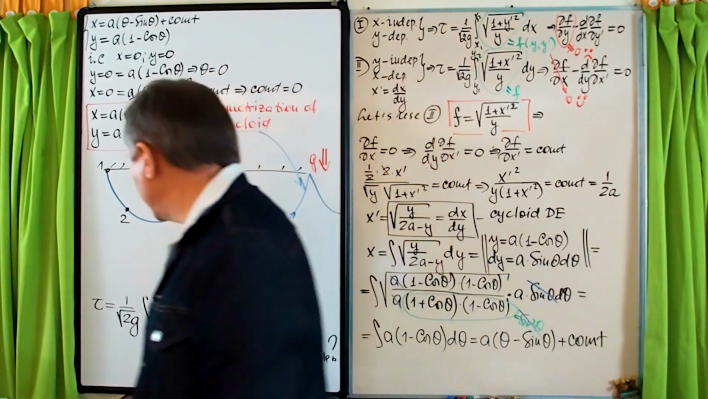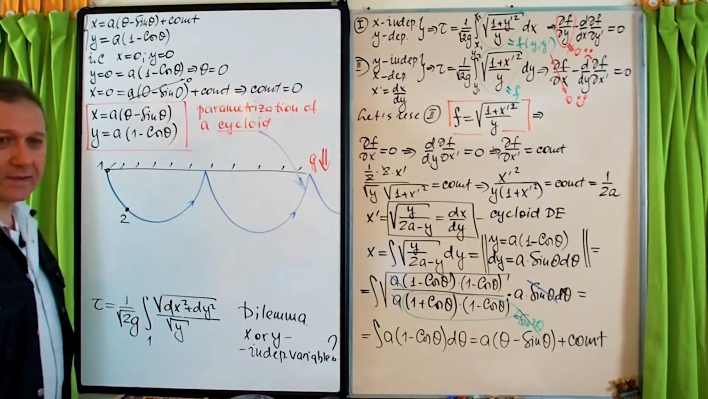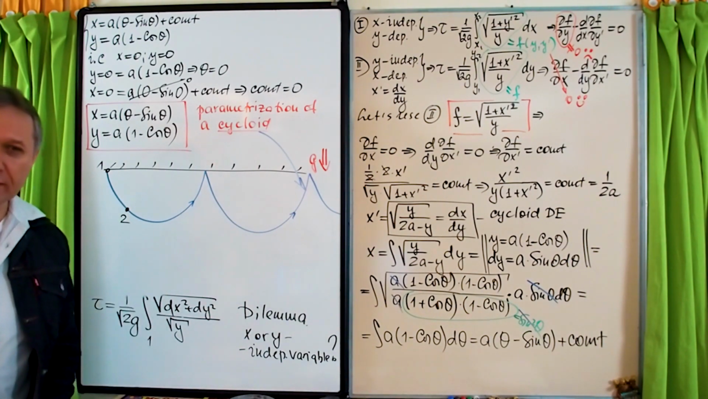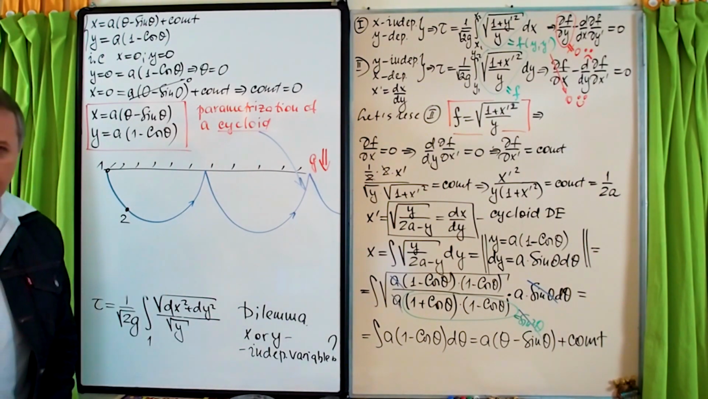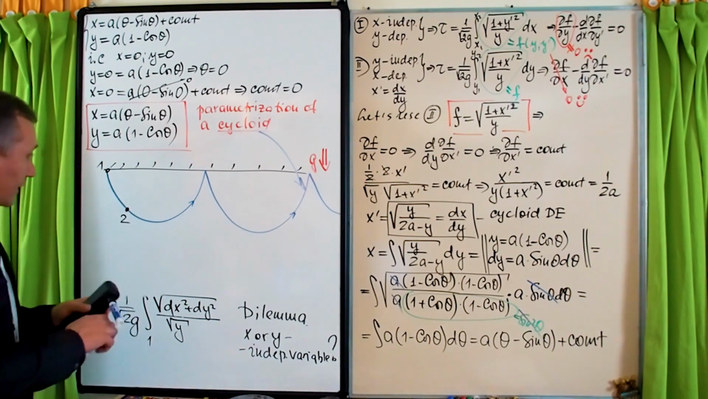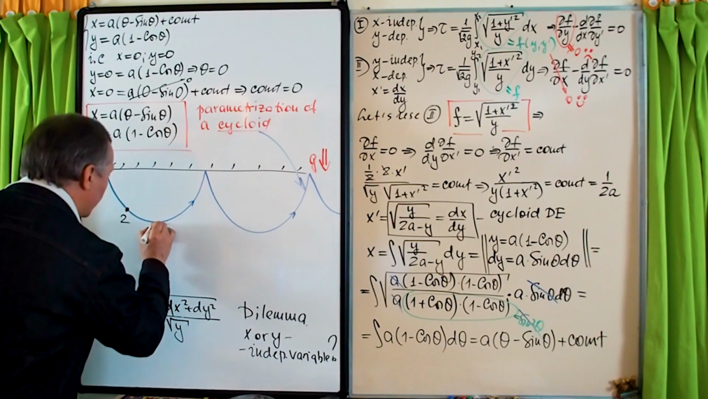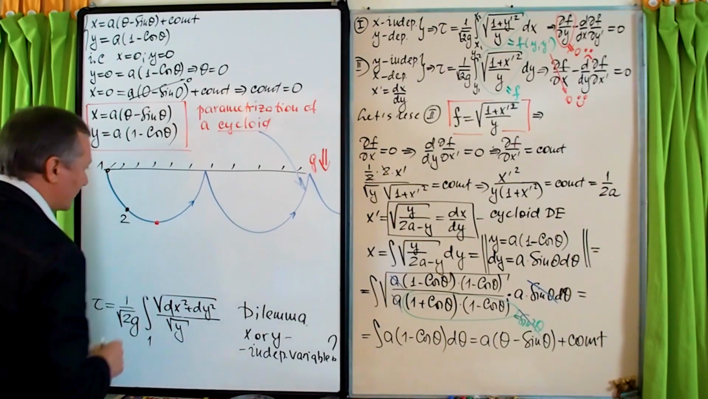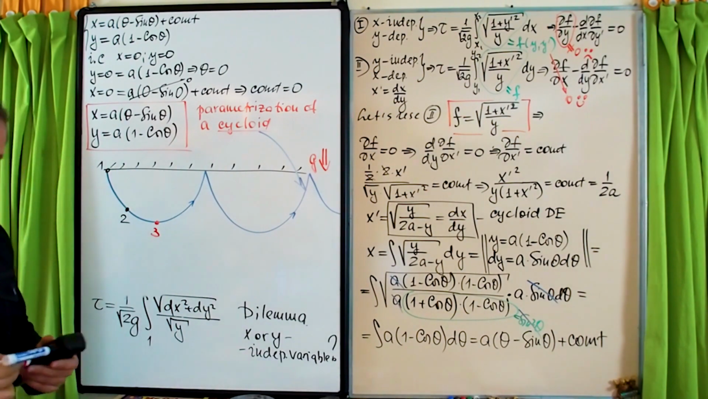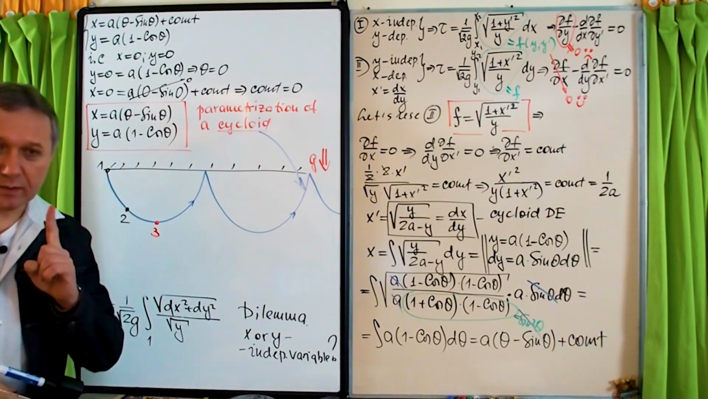And now, before we go to the next example, let me mention one spectacular property of this cycloid. Really, really impressive. So let's look at this point, this minimum point, right? Stationary point. Let me call it point 3. And it has an amazing feature.